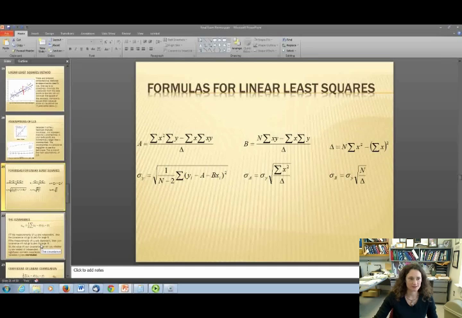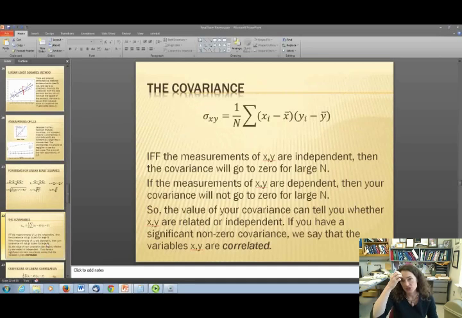Okay, that's Chapter 8. Chapter 9 covers the covariance, which is a measure of whether or not your two values are independent or dependent on one another. So by independent, I mean, for example, position and time in the trajectory of an object can be considered independent as long as you're neglecting air resistance.